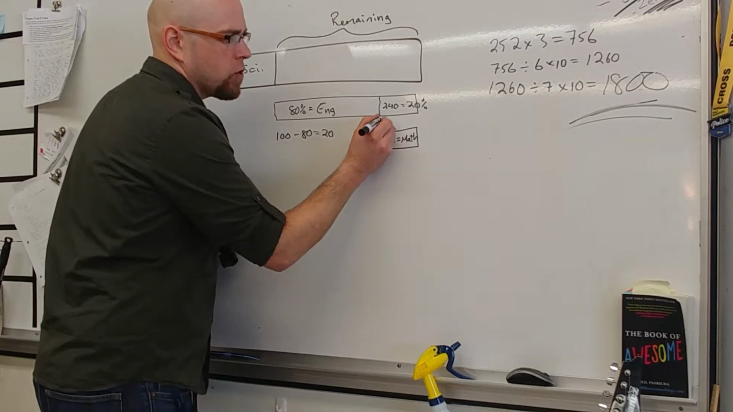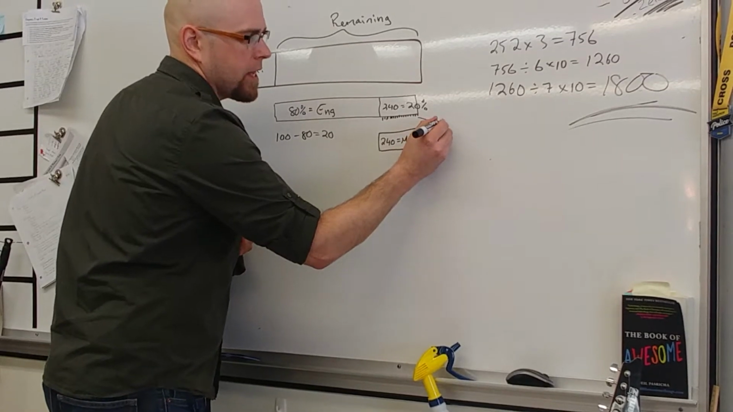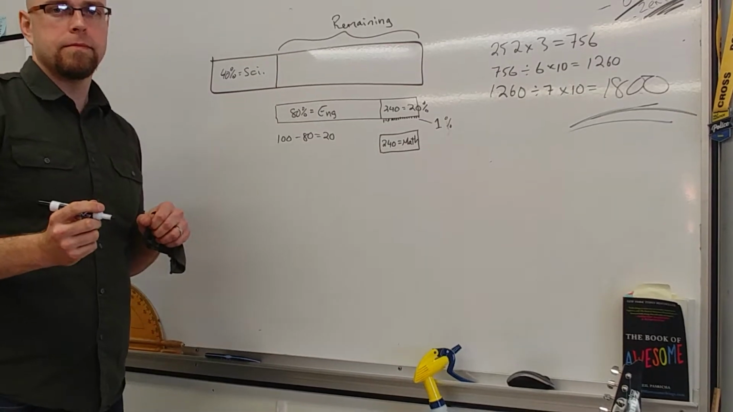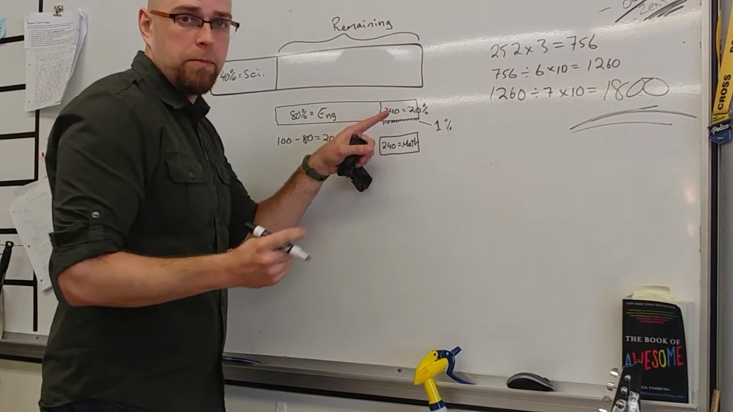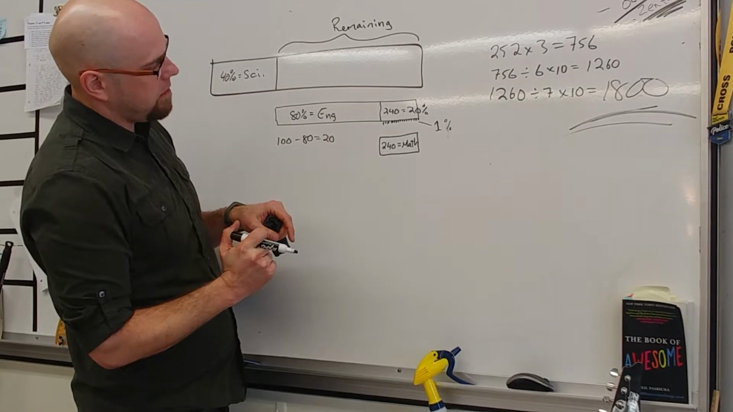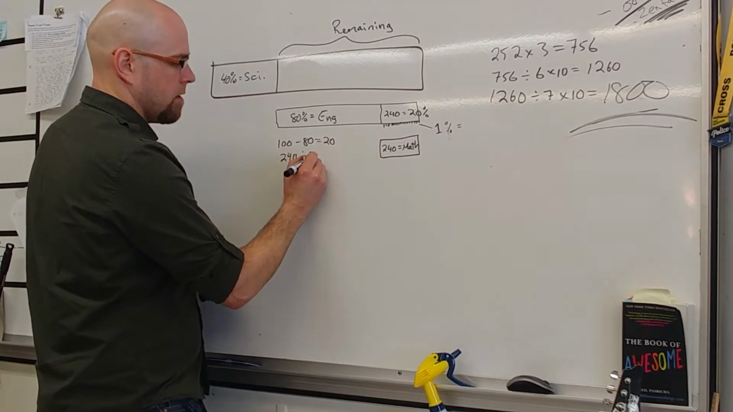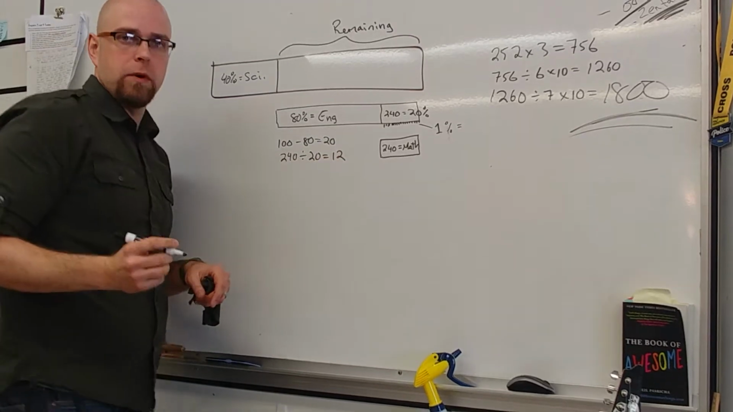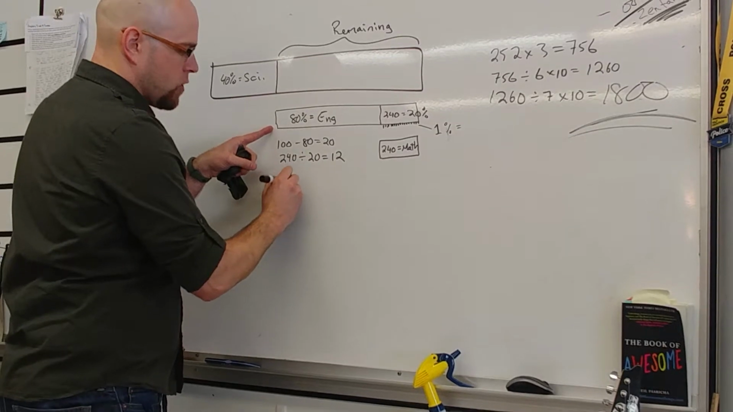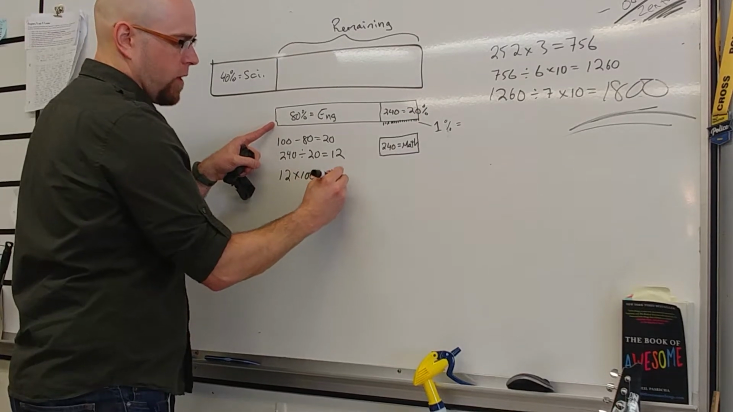Well, what if I cut this in 20 pieces? I would find out what 1% of that number is. I'm going to cut this into 20 pieces. If I divide this by 20, I'm going to get 12. So 1% is 12 books. Well, if 12 books is 1% of this number, then 12 times 100 equals how many books are in this number? Well, that's 1,200.